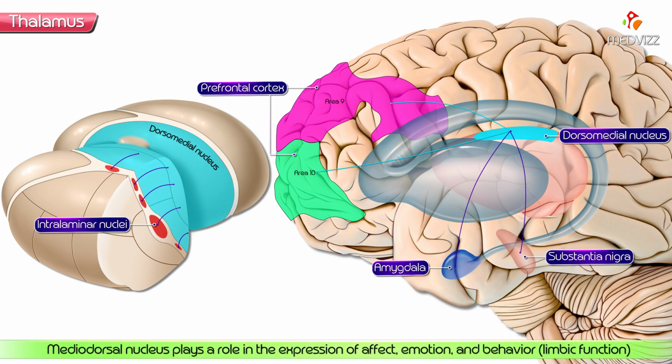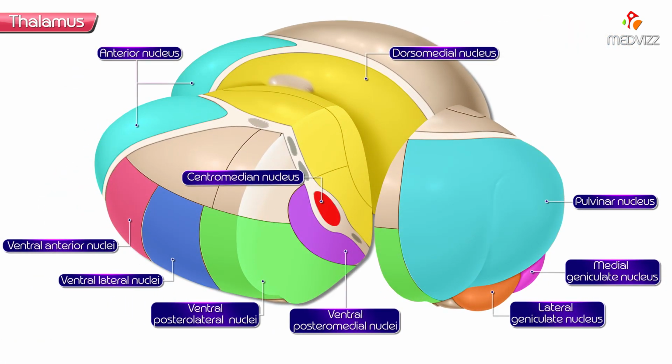And the mediodorsal nucleus plays an important role in the expression of affect, emotion, and behavior, which is the main function of the limbic system. So this is the detailed description regarding the thalamic nuclei.